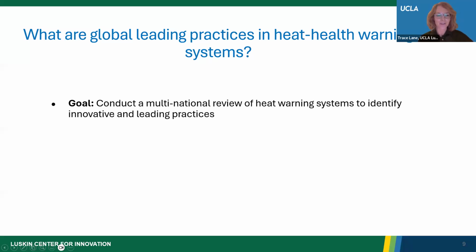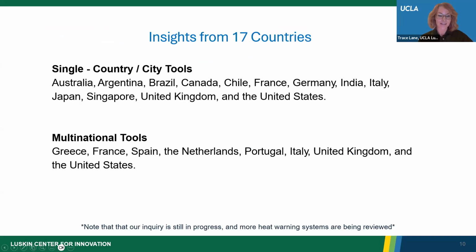So our goal was to review existing heat health warning systems to identify innovative and leading practices. To do this, we consulted scholarly articles, practitioner reports, smartphone applications, social media posts, news reports, government websites, and the heat warning tools and systems themselves. When possible, researchers subscribed to the heat warning system to assess the tool from a user perspective. Through this process, we gained insights about heat health warning systems from 17 countries. We reviewed a range of tools that included national tools, city tools, and multinational tools.